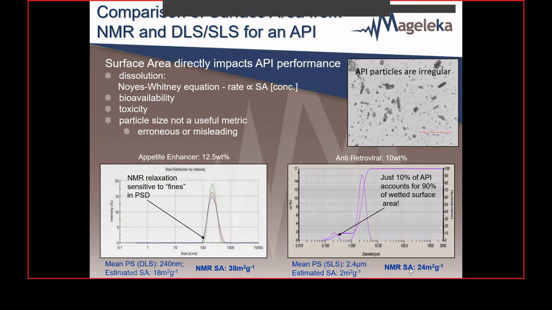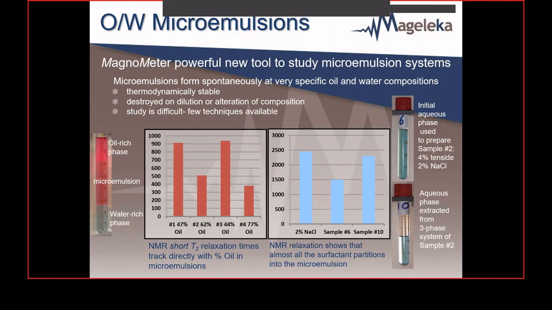You get two numbers, and in this case, you'd say that either one of these two numbers is wrong. What we're saying is that the NMR is giving you complementary information that dynamic and static light scattering can't give you by themselves. Finally, I'm just going to talk about microemulsions.